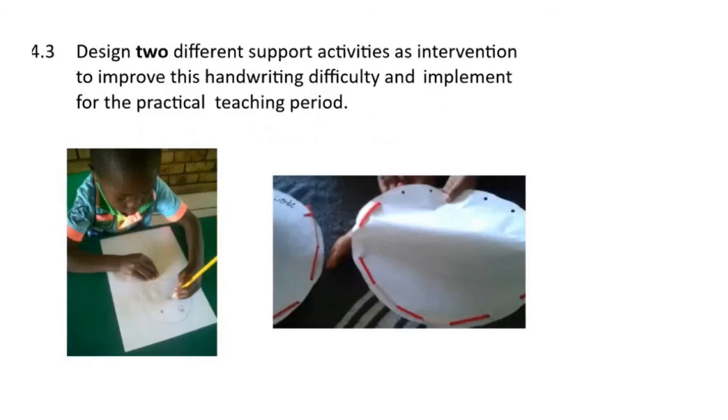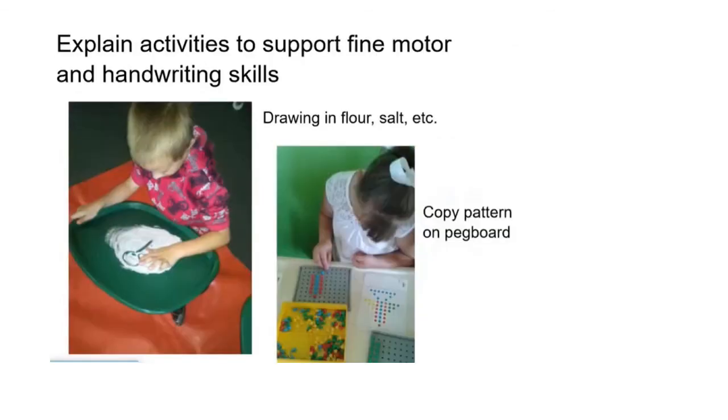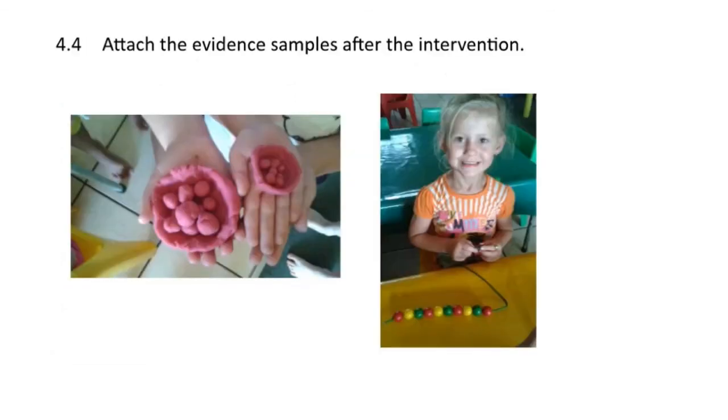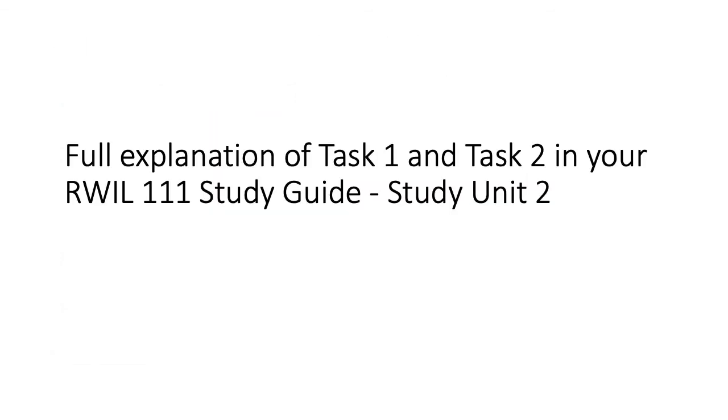Then you design the 2 different activities. You can see there the kid is colouring in. The second one, they're threading. So you can use an example and use your own ideas. There's another example where the kid is working with dough, and there's another one where they're working on a pegboard. Sorry, the other one is flour and salt, not Play-Doh. So you can use something like that. And there you go. So you will attach pictures.